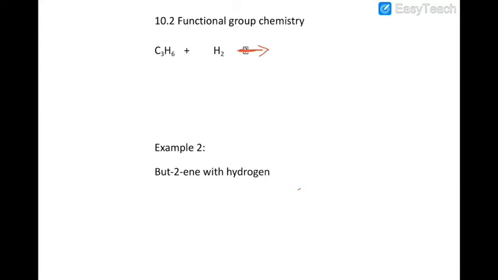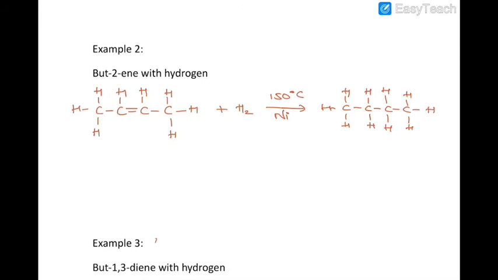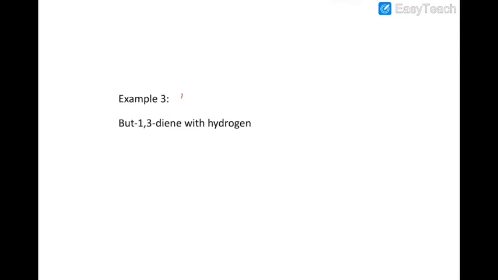For example, here you have propene. This is going to form propane. Butene with hydrogen, you end up with butane. And you can see where the hydrogen has been added here.